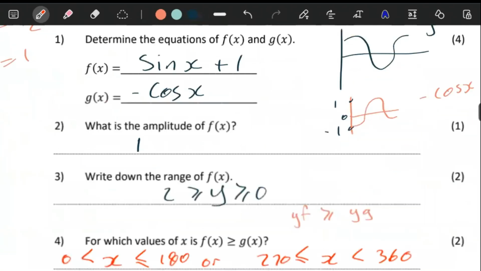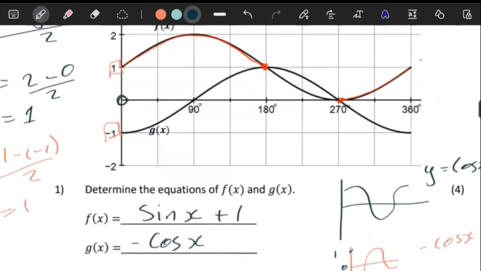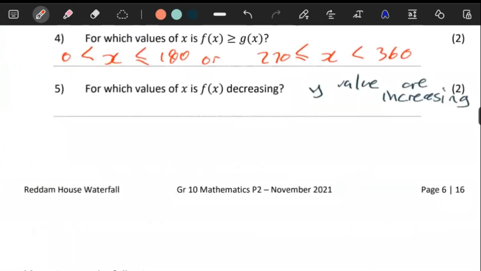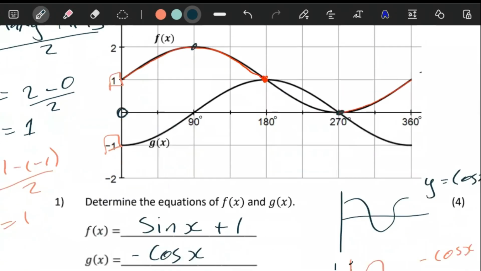And then it says here, for which values of x is f increasing? If they're saying for which values of x is f increasing, they're asking where the y values are increasing. Because remember, f of x represents y, right? So the y values of your graph of f, you see here, they're going up until here, then they stop. And then they go down until here, they stop, and they go up again, you see. So they're increasing between 0 and 90 and between 270 and 360.